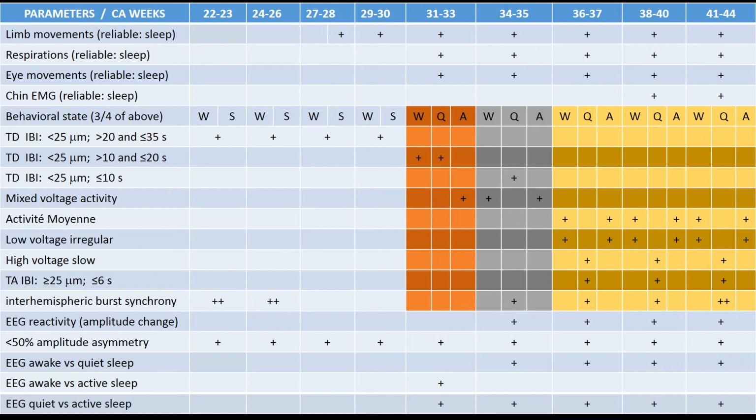The second subtype of tracé discontinu has an interburst interval duration of more than 10 seconds and less than 20 seconds. This pattern is present during awake and quiet sleep between 31 and 33 weeks conceptual age.